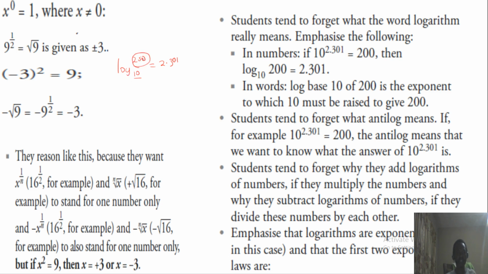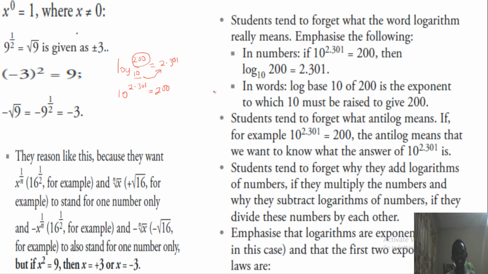You need to know this base of the logarithm, and this is the number itself, log 200 to base 10. Therefore this base we have raised to the power of the answer, you have 10 raised to the power 2.301, which automatically will give me 200, and log 200 to base 10 will give me this. Therefore, how do I get 200? It's by taking the anti-log of 2.301.